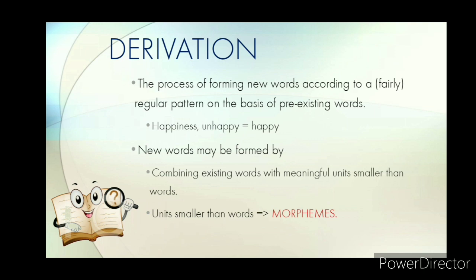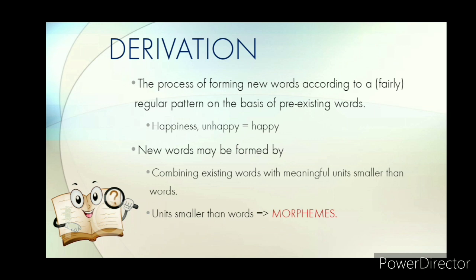Happiness is a new word constructed from the previous word happy combined with the suffix -ness. So it becomes happiness, and it changes the function of the word itself. Happy is an adjective, meanwhile happiness is a noun. And then unhappy. Here, it changes the position: happy is positive and then unhappy is negative.